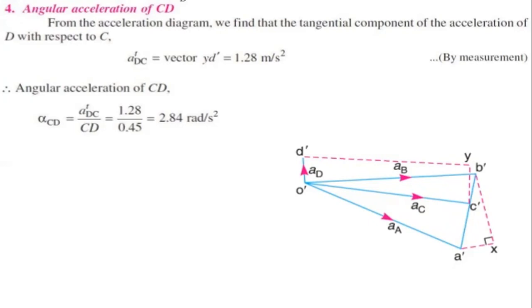So first we need to draw the space diagram, and next we need to draw the velocity diagram, and at last we need to draw the acceleration diagram. So that is acceleration of B, acceleration of C, acceleration of A. So then we go to find out the acceleration of CD, that is the alpha of CD. So that is 2.84 radians per second square.